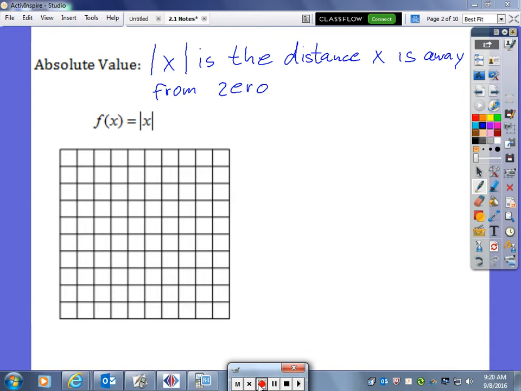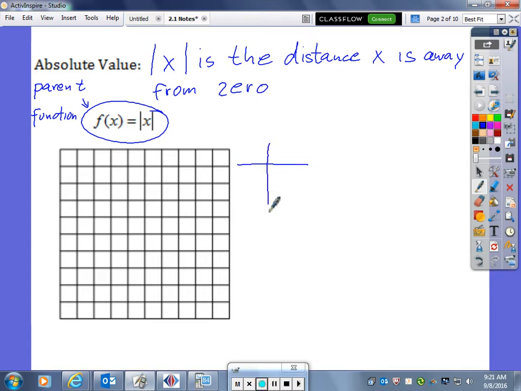And let's look at our first function. F of x is equal to the absolute value of x. This is what we call the parent function of all absolute value functions. Let's go ahead and graph that function. And to graph any function really that you're not entirely sure what it's going to look like, the best and easiest way is to just create a table of values.